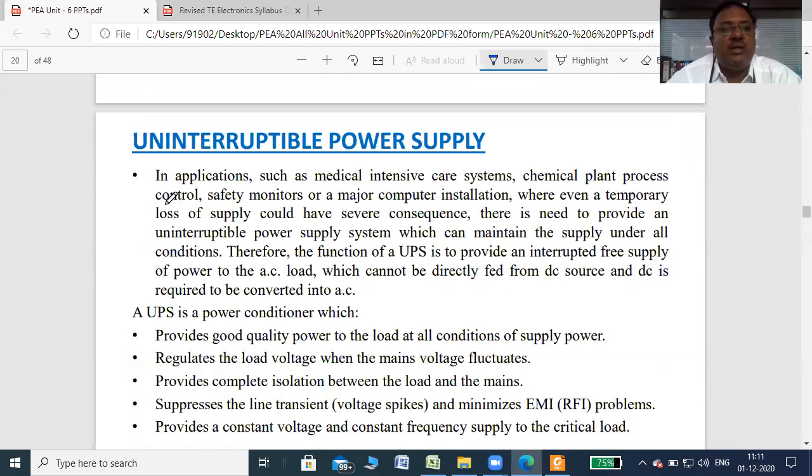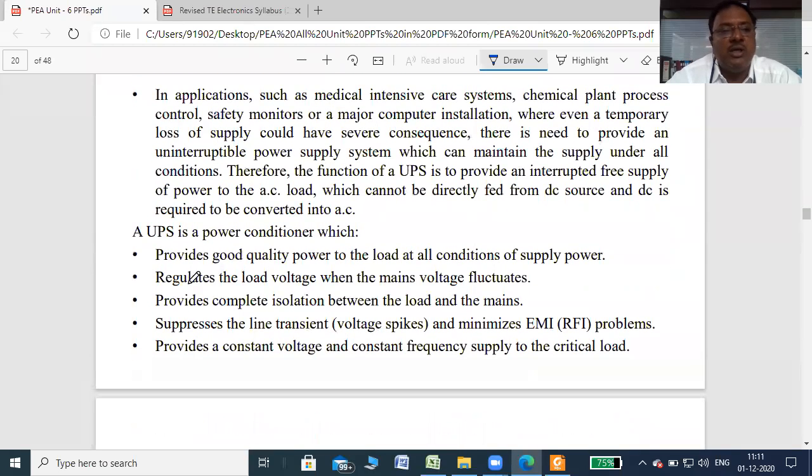Now, next one is the uninterruptible power supply. We have seen uninterruptible power supply, that is a UPS. So the main features of UPS: provide good quality power to the load at all conditions, regulate the load voltage when mains voltage fluctuates, provide complete isolation between the load and mains, suppress the line transients, and so on.